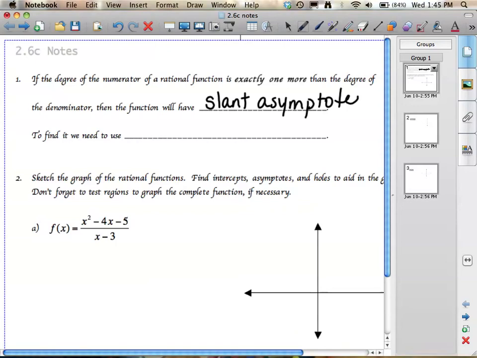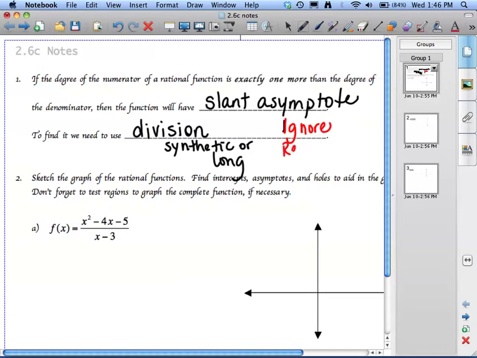To find it, you use division. You can use synthetic if the problem will work out, or long, and I'll show you what I mean. If the problem's amenable to that, then you can use synthetic. But there will be problems where you can't, and I'll show you the difference there. I will tell you that we are going to ignore remainders, and this is why.